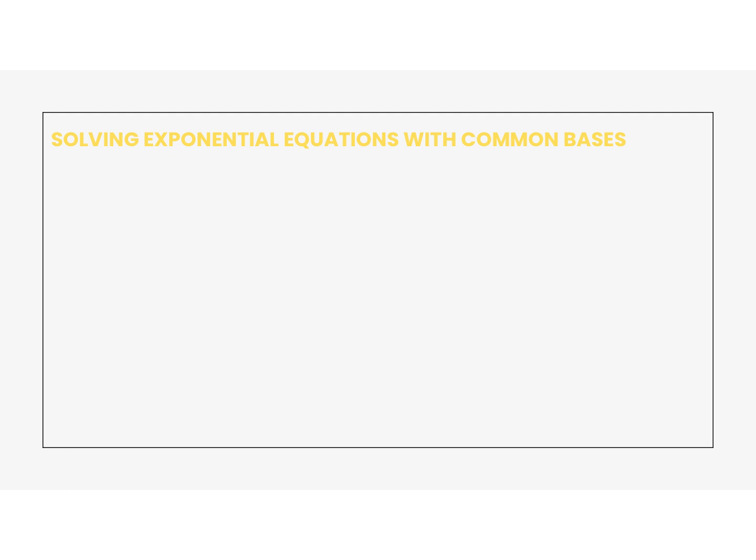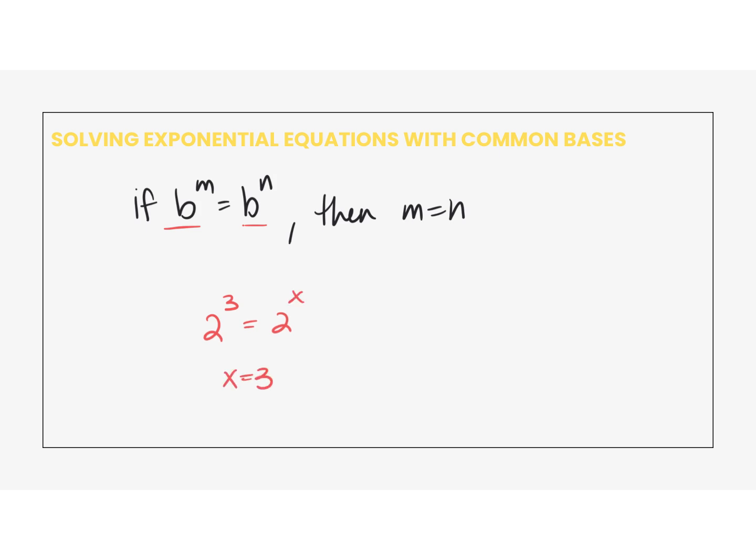So, what do I mean by that, or how are we going to use this? Well, what we're saying is that if b to the m is equal to b to the n, so they have the same base, then m has to equal n. So for example, if I had 2 to the third power and that equaled 2 to the x power, we would have to say that x equals 3 because those are the same thing.